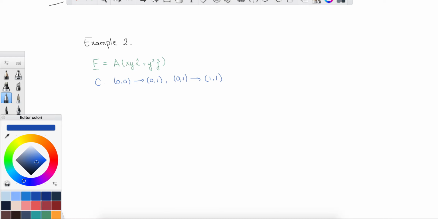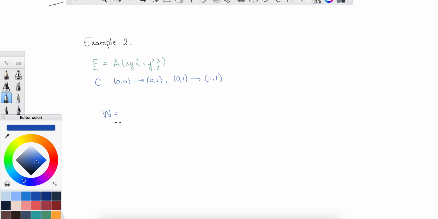So in this case, parameterization could actually be done. We could parameterize the line, but there's a faster way. Usually when you have these lines, it's easier to just keep x and y, and we'll see why right now. So let's calculate the work.